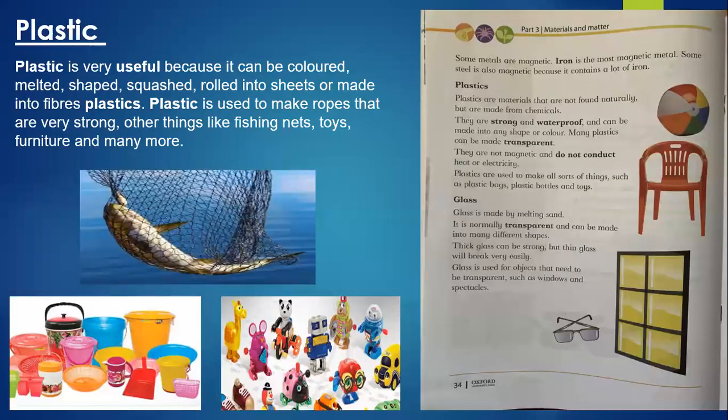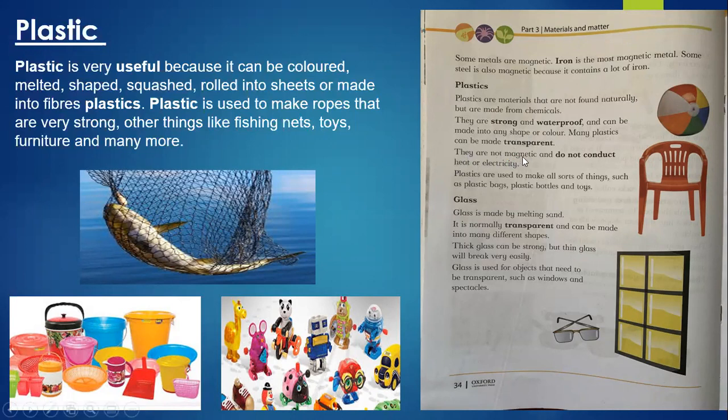The next material is plastic. Plastic is very important and widely used in our life. Most of the things we are using are made from plastics. Plastics are materials that are not found naturally, but are made from chemicals. They are strong and waterproof and can be made into any shape or color. Many plastics can be made transparent, just like your water bottles. They are transparent. Transparent means that you can see through.